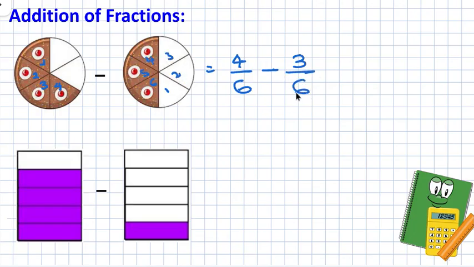Total part is 6. So when you are subtracting fractions, what you simply do is you subtract the numerator. That's, you do 4 minus 3, which is 1. Then you keep the denominator, which is 6. It's as simple as that.